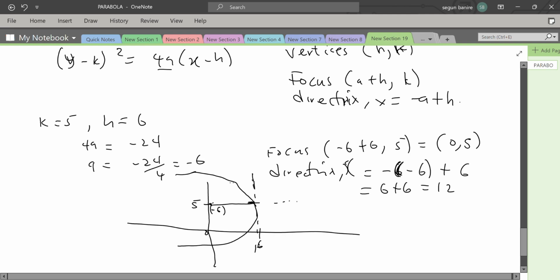and then the directrix is 12, because this is also 6, so it's 12. This is 12. So this is 6 though, so starting from 0 to here you have the total of 12. So that is the diagram.